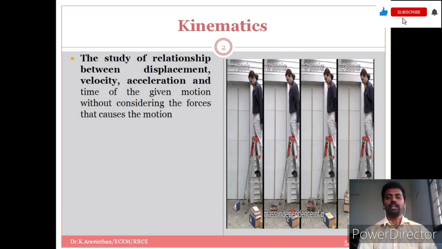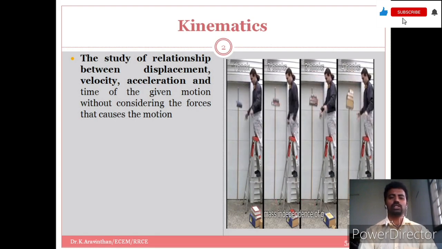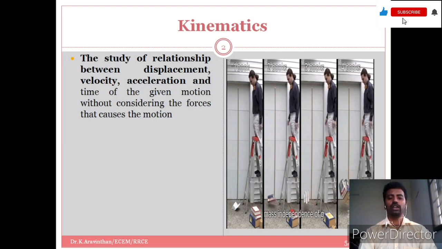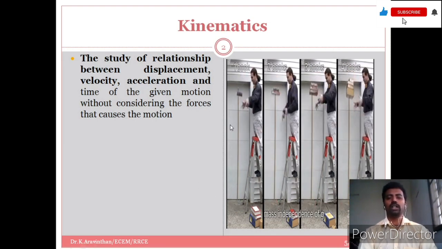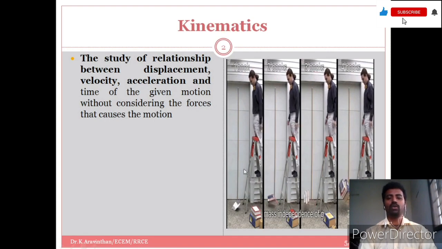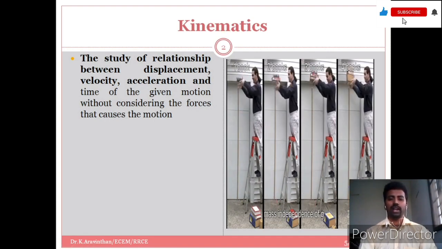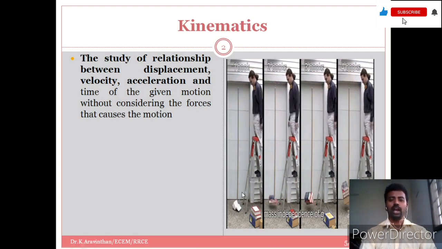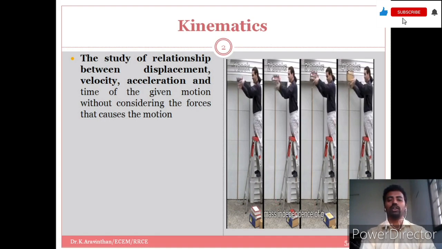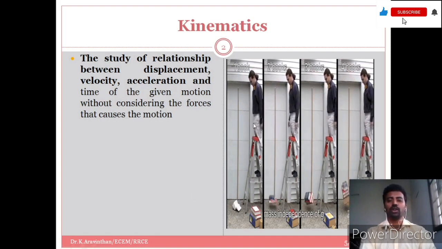Right now we are not interested in what force acts on the book in order to reach the floor. Right now we are only interested in what distance is travelled by the book, with what speed the book is travelling from one place to another, and what the acceleration is. These three things we are going to identify in this topic.